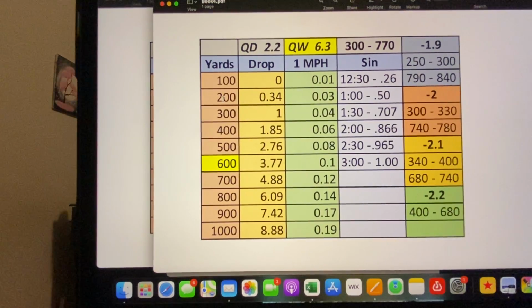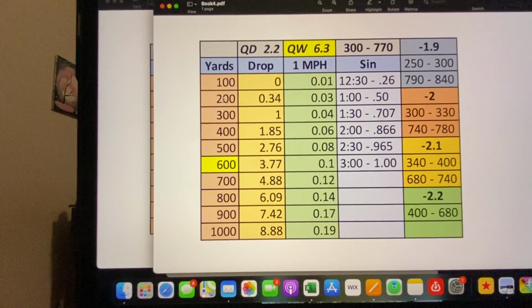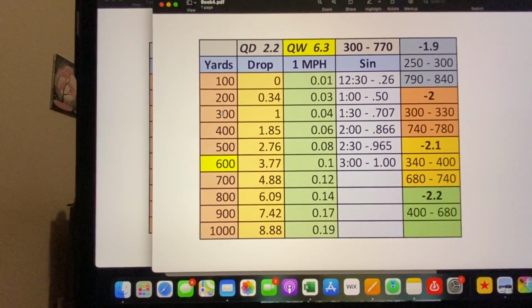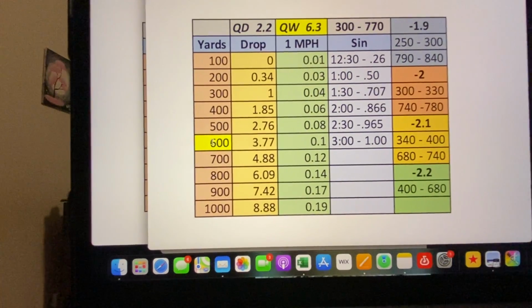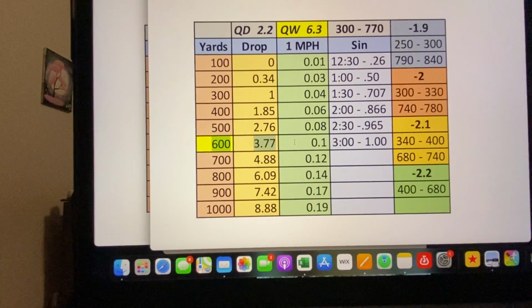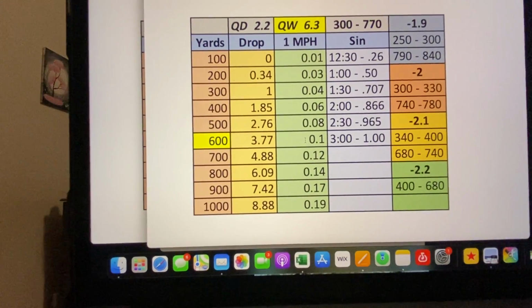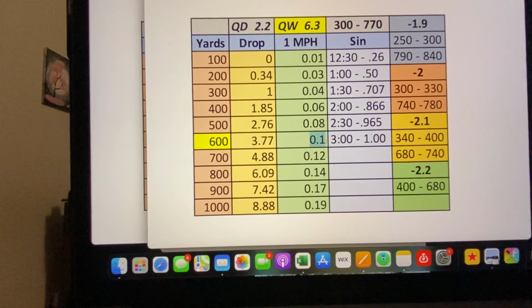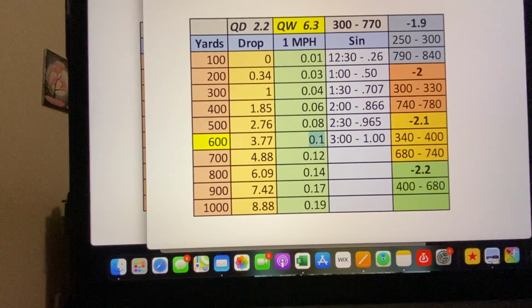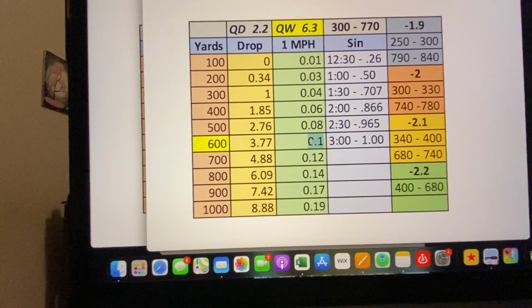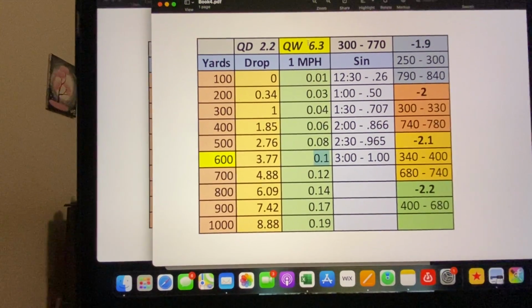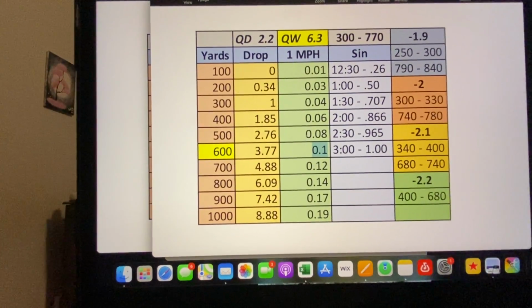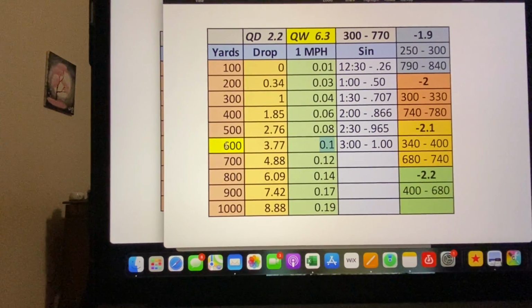At 200 yards with a 6 mile an hour wind it's 0.2. At 300, 0.3, 400, 0.4, 500, 0.5, 600, 0.6. We can also confirm that by taking our 0.1 and times 6 is 0.6. It would actually be 0.63, but again, we can't hold 0.03. So that is our wind column, and that is our quick wind.